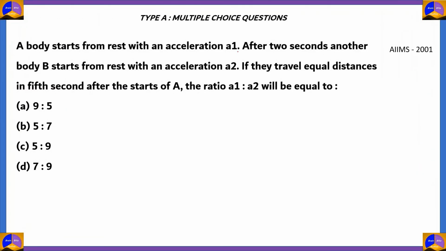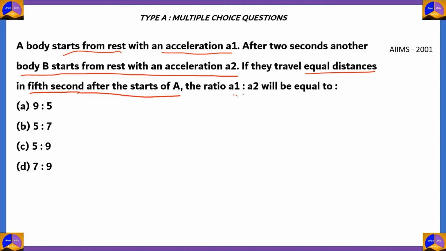Let's move on to our final question of the day. A body A starts from rest with an acceleration a1. After 2 seconds, another body B starts from rest with an acceleration a2. If they travel equal distances in the 5th second after the start of A, the ratio a1 is to a2 will be equal to.